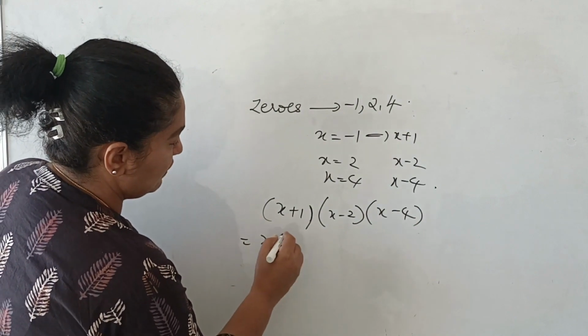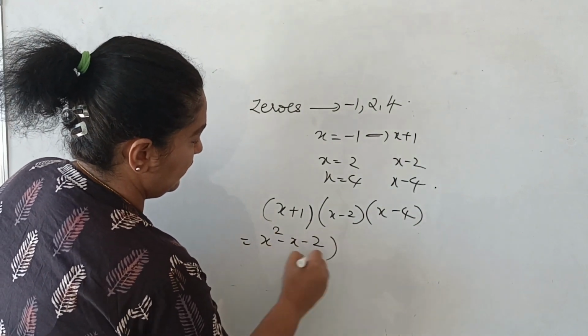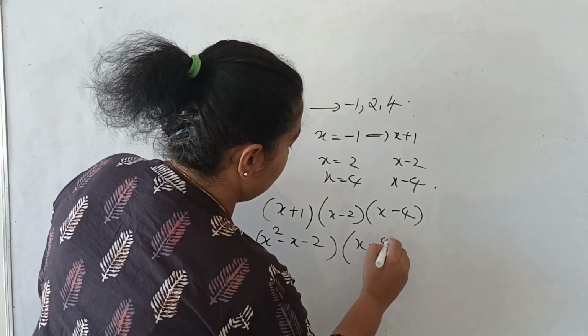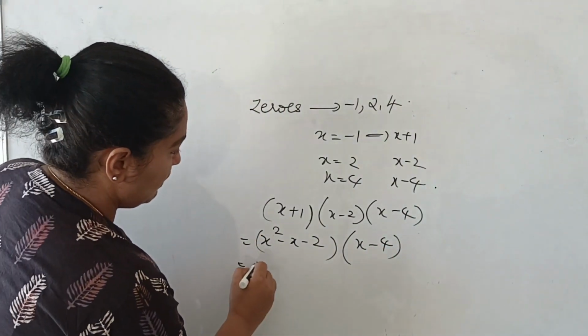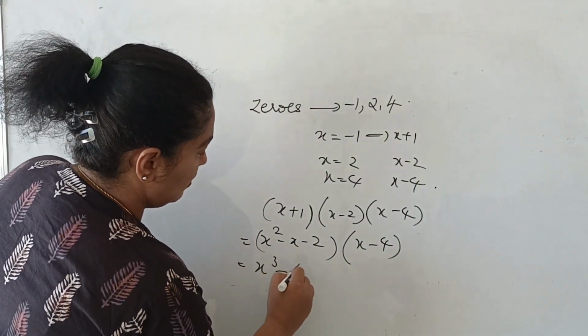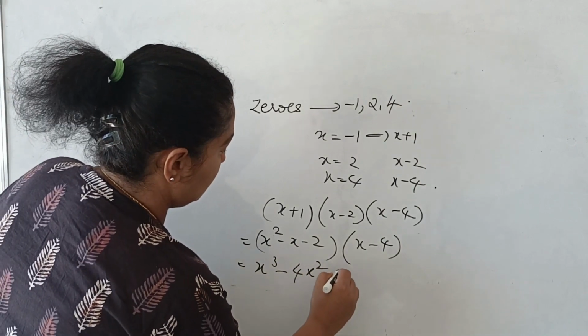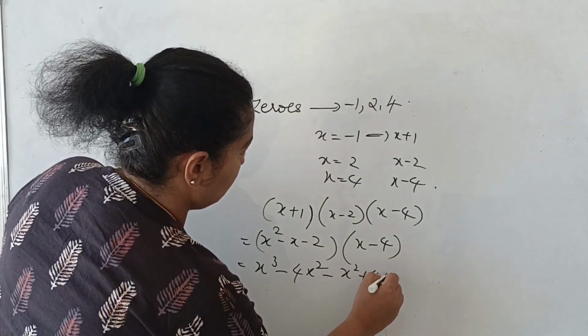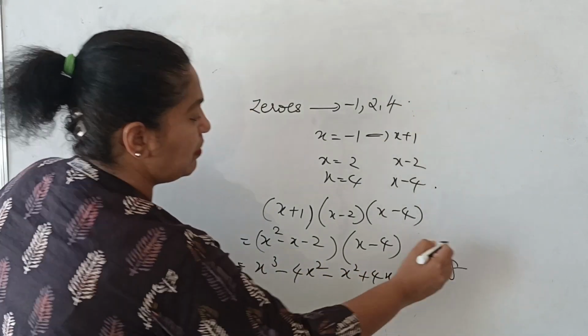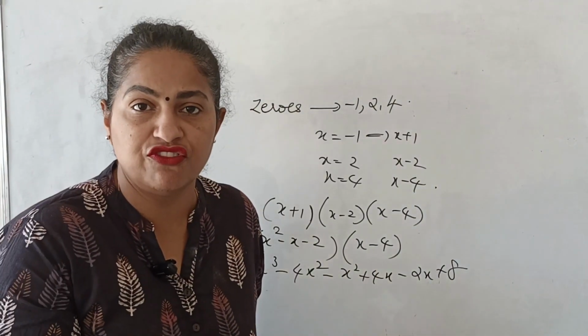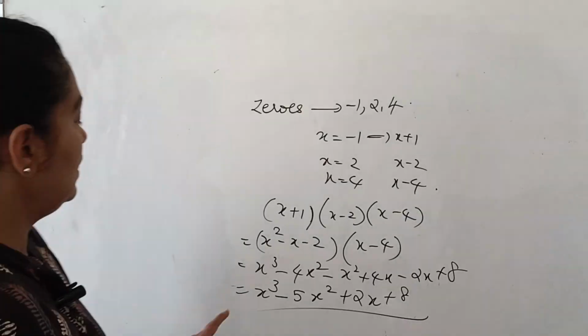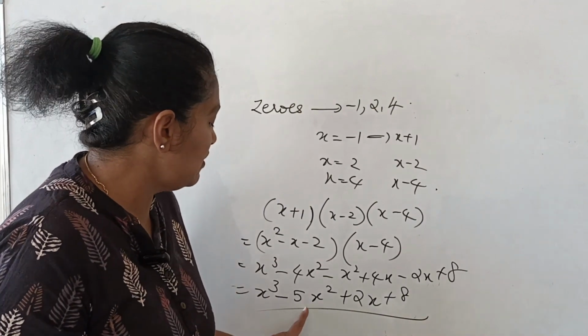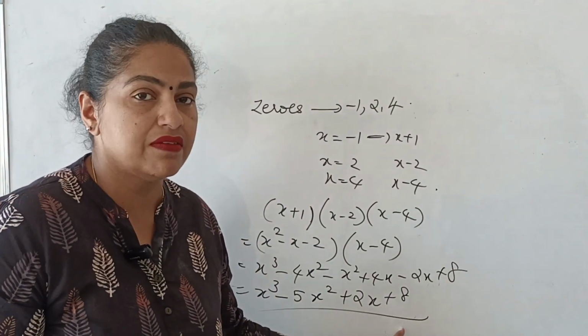So let us see what we are getting. Into x minus 4. So when we multiply x cube plus 8. Now let us rearrange the terms and put it in the proper form. So you will get x cube minus 5x square plus 2x plus 8.